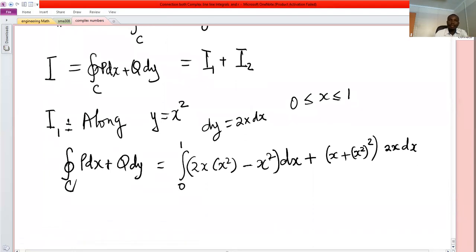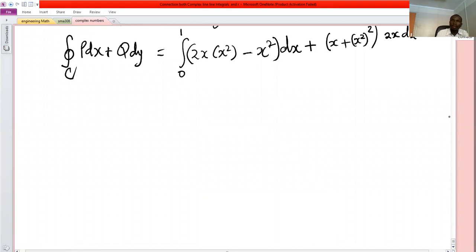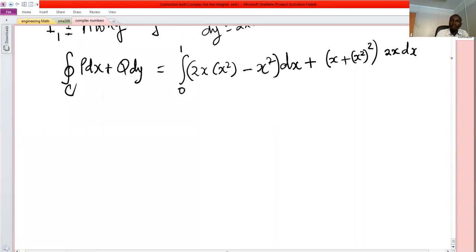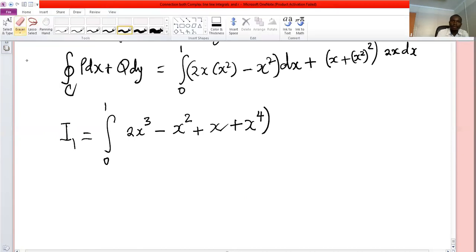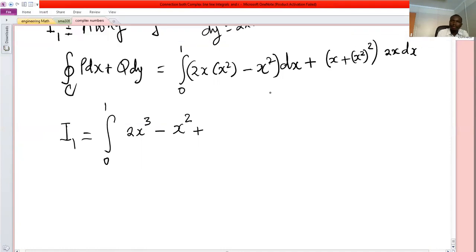So when you simplify this, we'll have our value as the first integral I1, from 0 to 1. So this will give us 2x to the power 3 minus, this will be x squared, this will be plus x, and then plus x to the power 4. Remember, we have a 2x outside here, so these are 2x multiplying this term. So we'll have 2x times x is 2x squared, 2x times this one will give us plus 2x to the power 4, then power 5. And then dx.